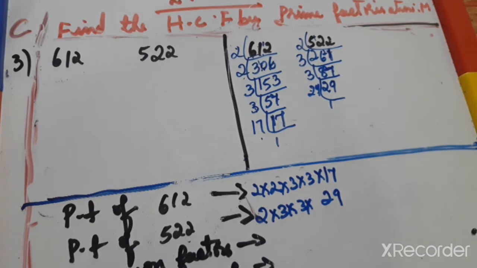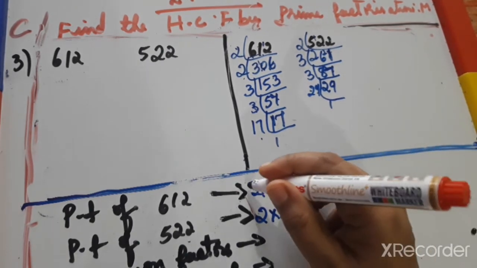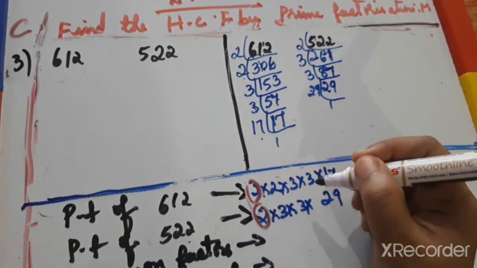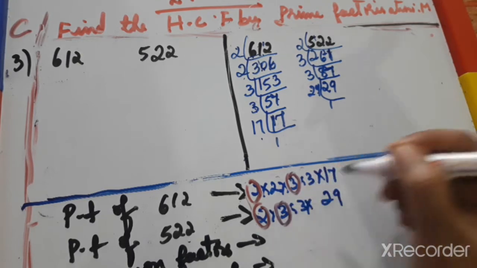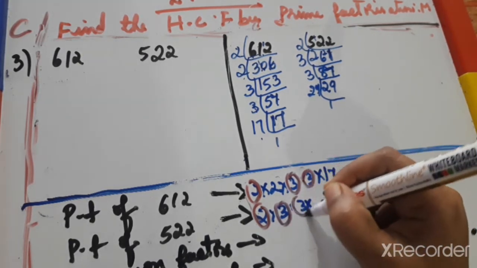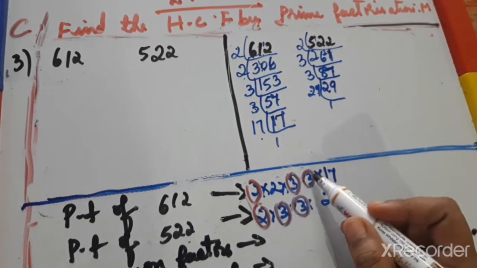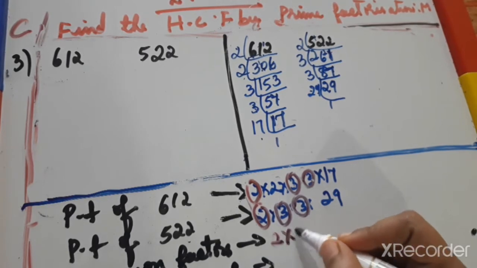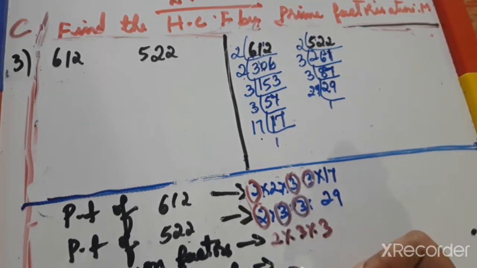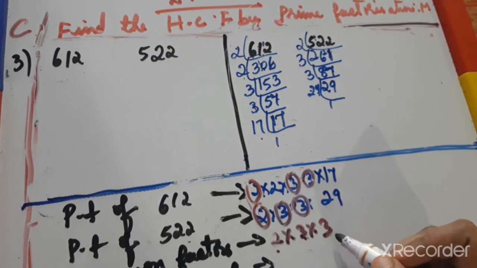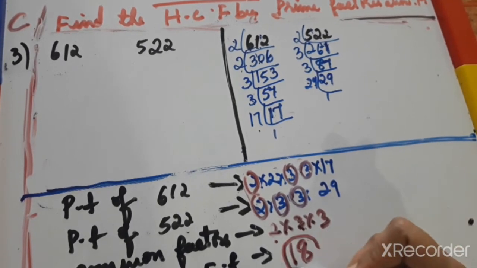Now the common factors. Which common factors are there? 2 is a common factor, 3 is a common factor, and again 3 is a common factor. So the common factor is 2 into 3 into 3. Therefore the HCF is 2 3s are 6, 6 3s are 18. 18 is the HCF.